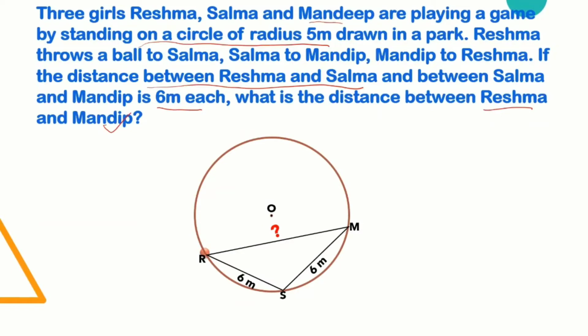Now what I'm doing, I'm just joining all the points to the center because these are nothing but the radii of the circle, that is 5 meter. Fine. So this is the given information and a rough diagram we have drawn. Now let's see a correct figure.